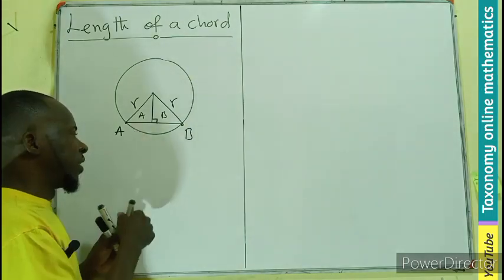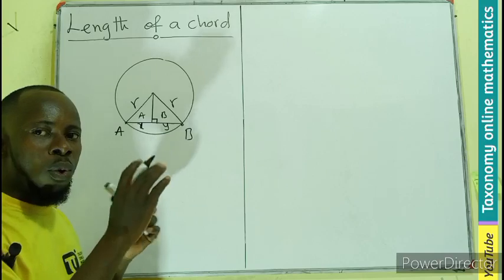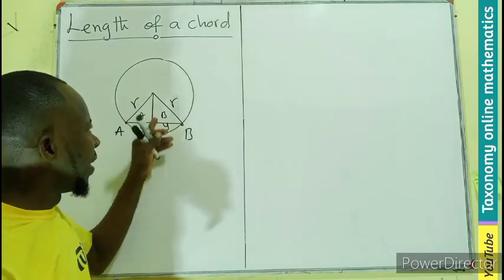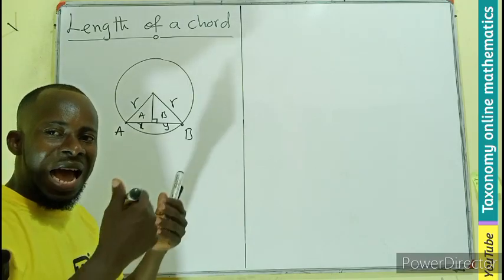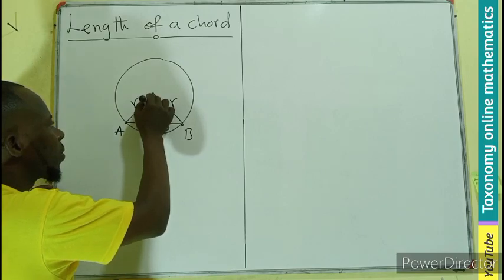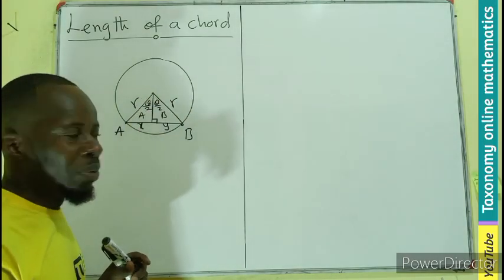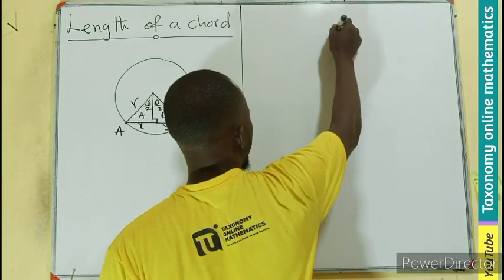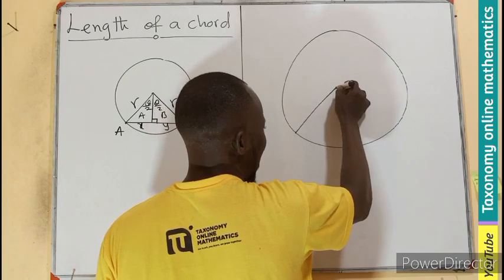So the value of this, if it is x and y, the x and y will also be the same. Since this line is also perpendicular, it will also divide the angle at the center into two equal parts. I believe you are getting it. Let's make it a little bit bigger so we can see the writing clearly.